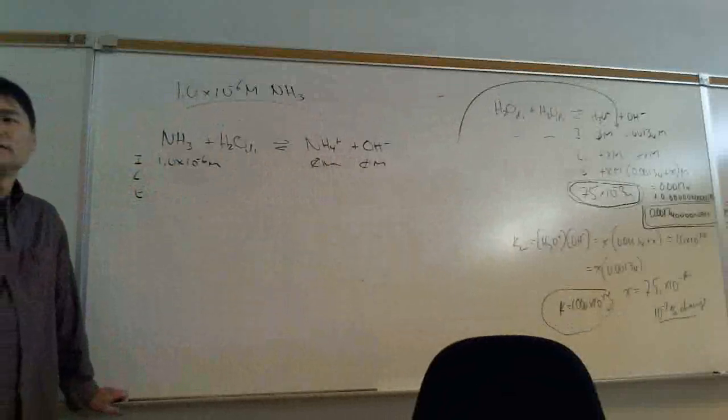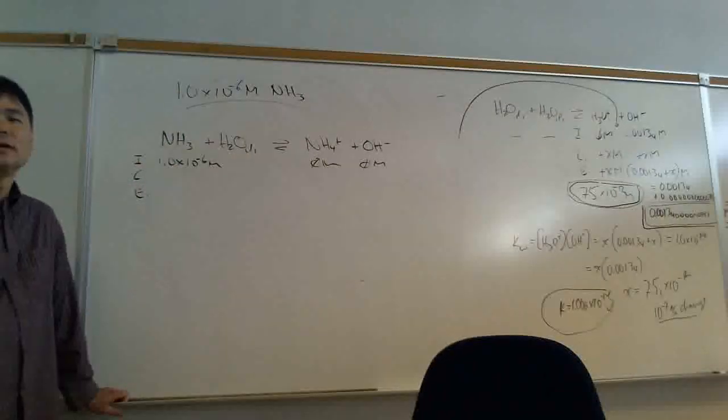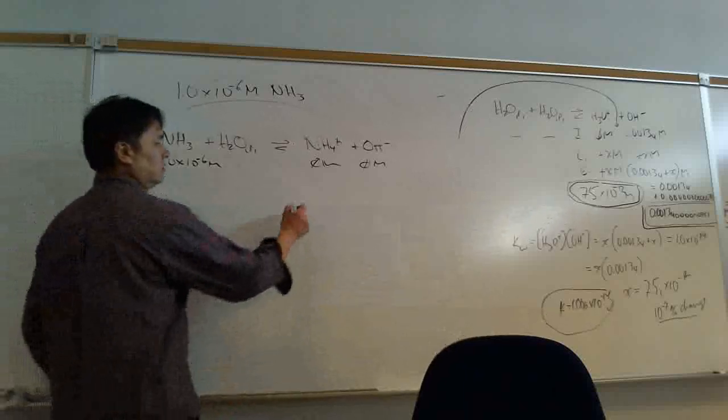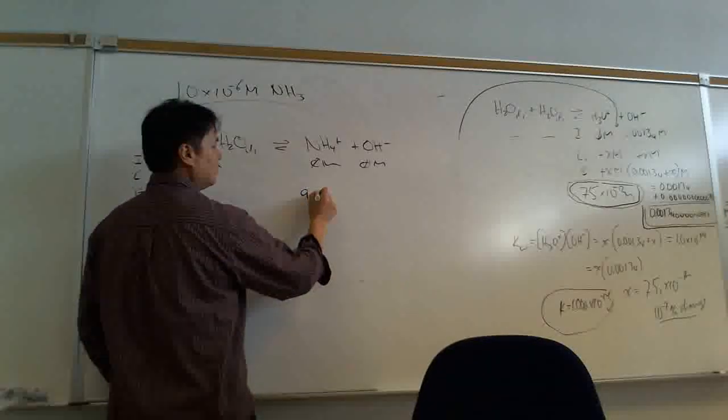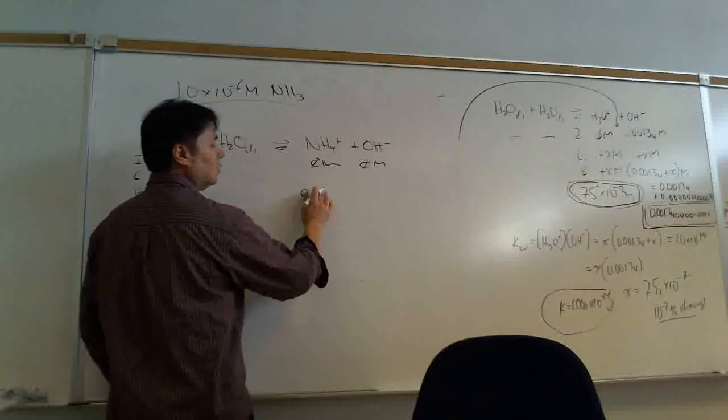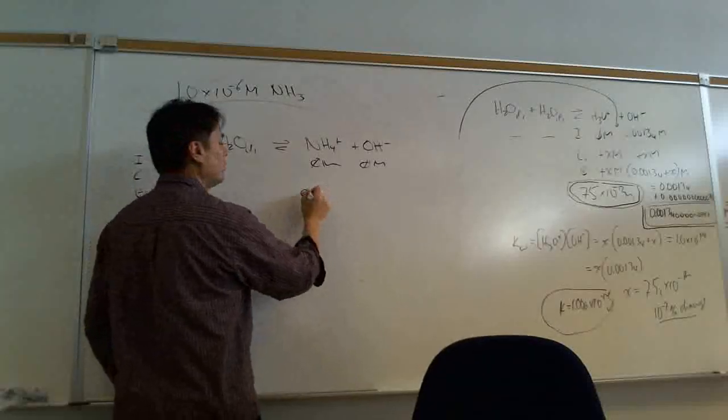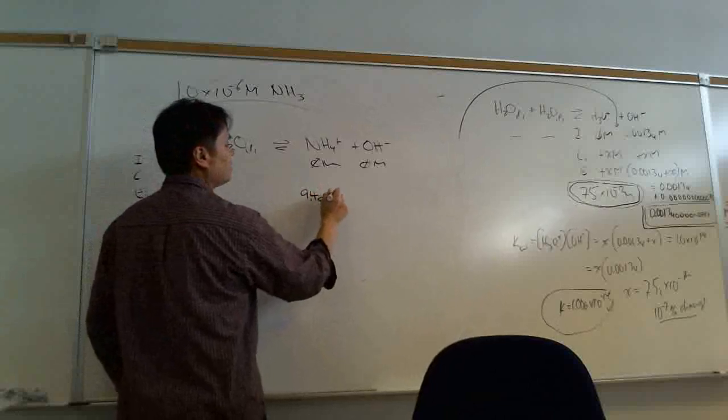Keith, what did you get at the end of step 1? For X? Yeah, for X. I have 9.498 times 10 to the minus 7. 9.18 times 10 to the minus 7? 9.498. 9.498 times 10 to the minus 7.